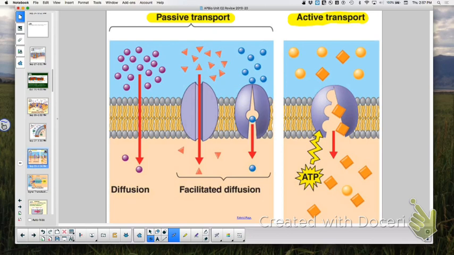Okay? Active transport is not just using a protein or the electron transport chain, but it could be whole membrane, which would be what? Endo and exocytosis. Good. All right.